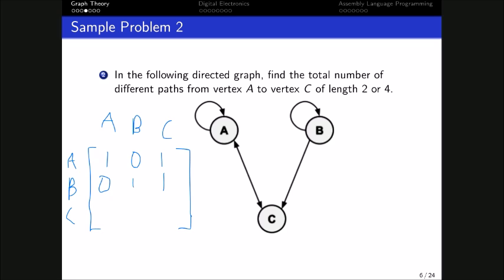C goes to A. C does not go to B, as we just mentioned. And C does not go to C, it does not go to itself. So this is the adjacency matrix. This would be a length 1.